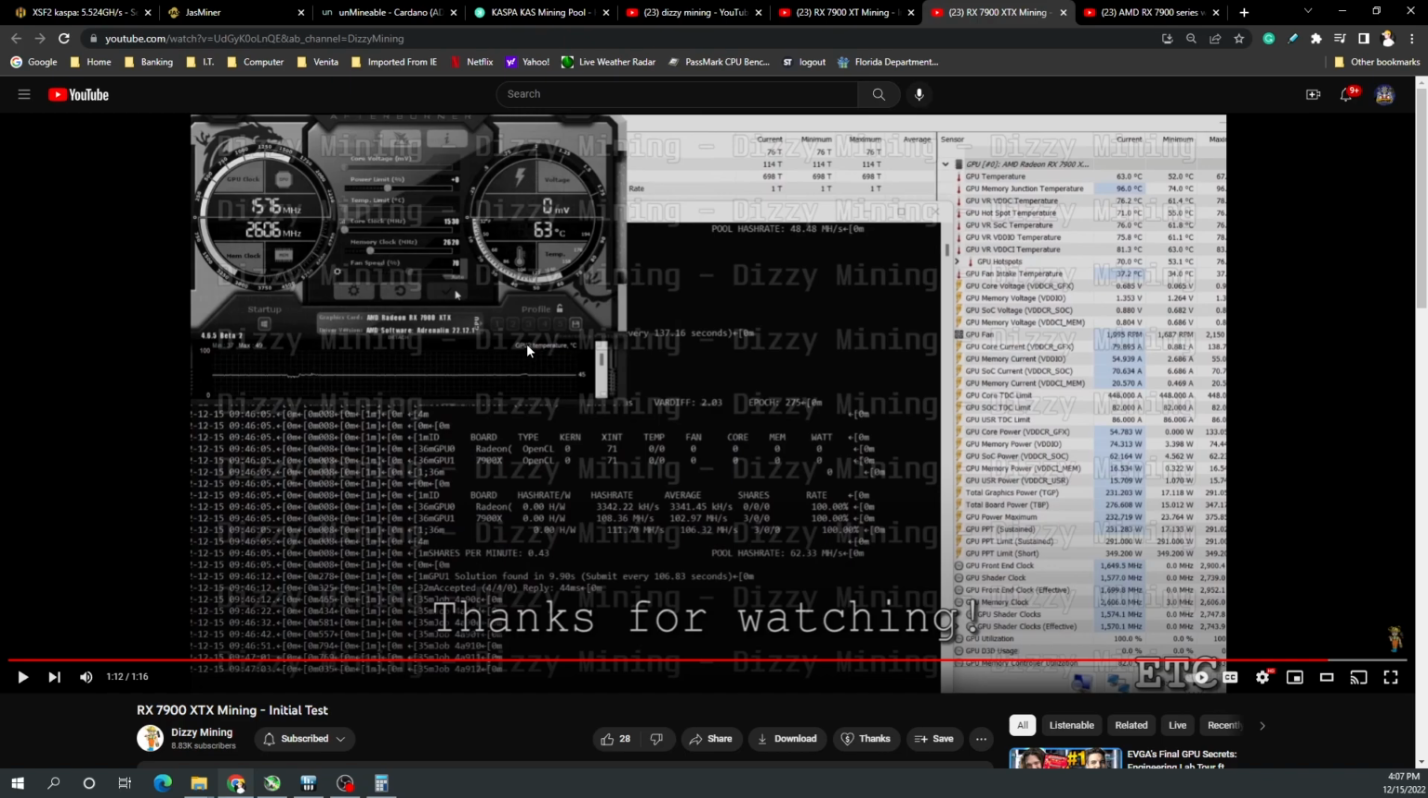Now, it is an improvement over the 6000 series. For example, the 6800 and 6900 XT all did at the max around 64 mega hash, and you can make those cards a little bit more efficient. It'll be interesting to see the actual performance once I'm able to get my hands on these GPUs, and obviously your favorite content creators will also release their results.